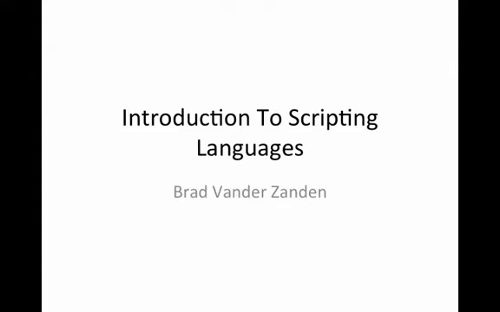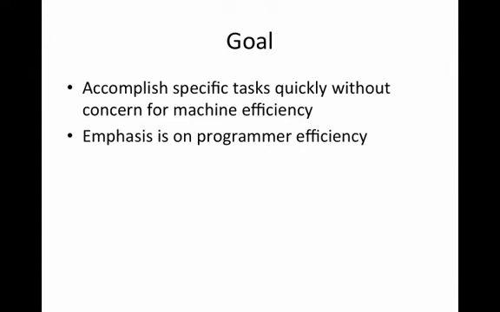This video provides a short introduction to scripting languages. The goal of scripting languages is to allow a programmer to accomplish specific tasks quickly without a concern for machine efficiency. Hence, the emphasis is on programmer efficiency. Traditional compiled languages emphasize machine efficiency at the expense of programmer efficiency.